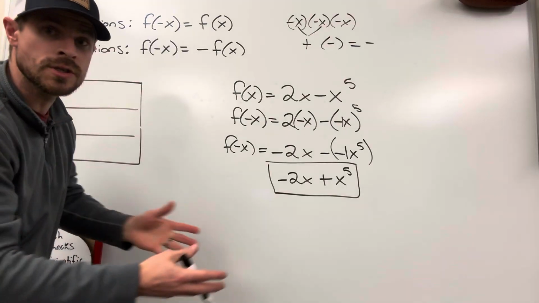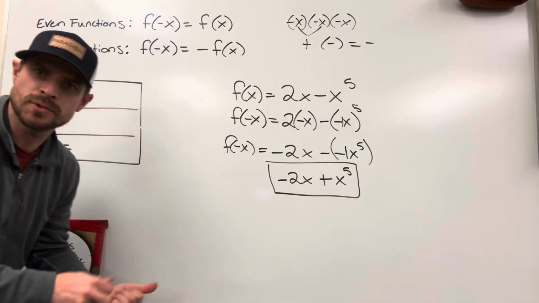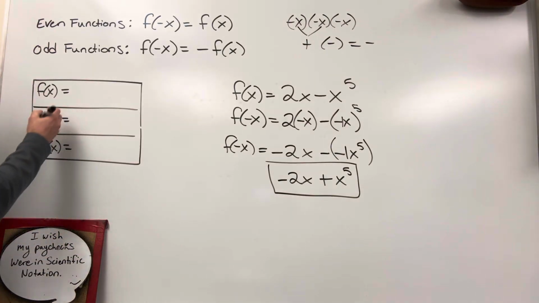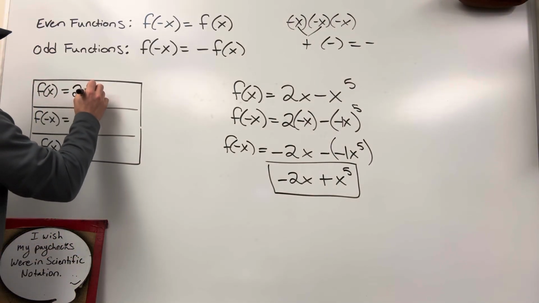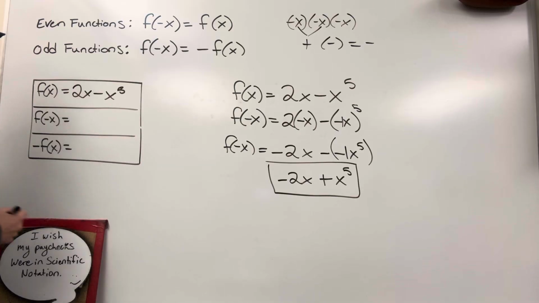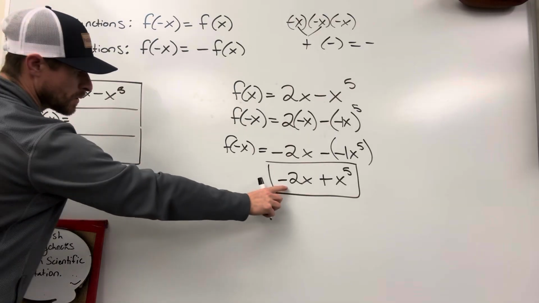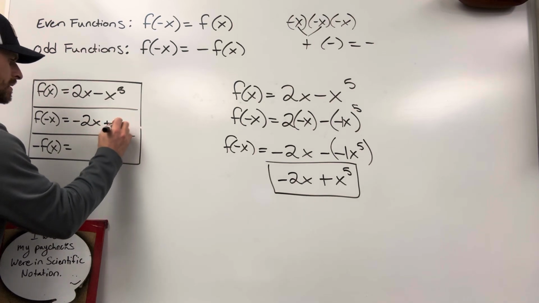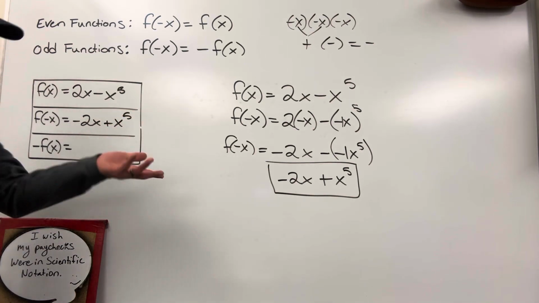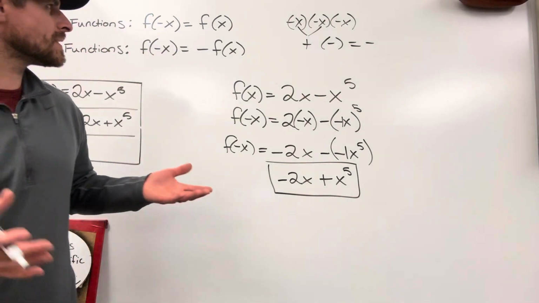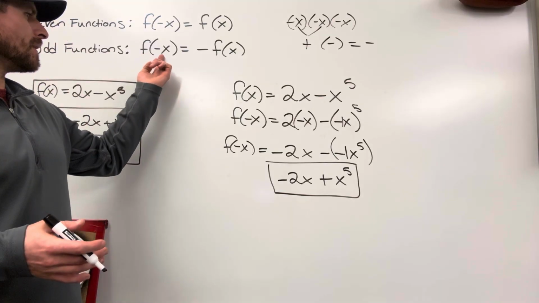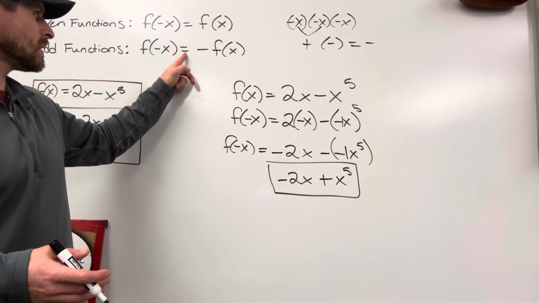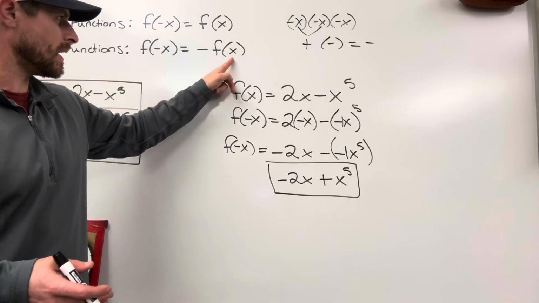But what I'm going to do is over here on my chart, this beautiful chart that keeps everything so nice and organized for you, I'm going to put what f of x was just to keep things nice and tracked. And then down here for f of negative x, I'm going to put what I got when I simplified it, negative 2x plus x to the fifth. But now the last and final step is we have to take f of negative x, this function, and we have to see if it's equivalent to opposite of f of x.